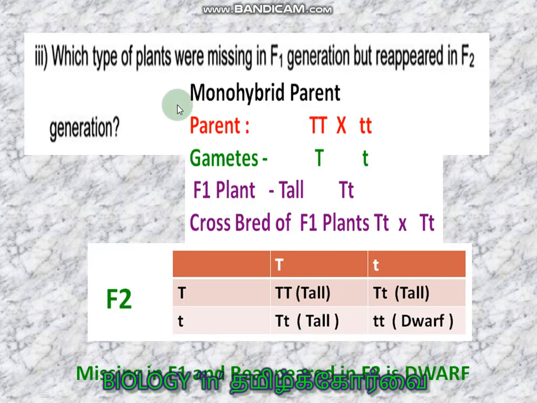Third part of the question: which type of plant was missing in the F1 generation but reappeared in the F2 generation? In the F1 generation, tall appeared. So what disappeared? Dwarf disappeared. And in the F2 generation, what reappeared? It is the dwarf. So the answer is dwarf. So all three answers we got. This is the way in which you have to work out such classical genetics questions which are asked from an experiment.